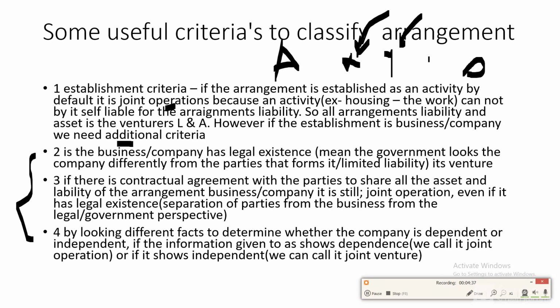But if they form it in the form of a business, that business might have a liability and can also pay its liability on its own without their help. That's why, if the arrangement is in the form of a business, we need additional criteria. Good.